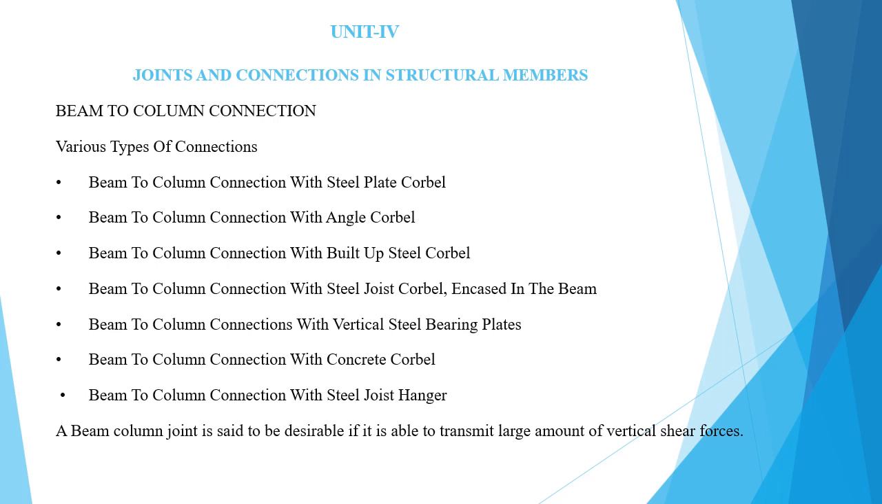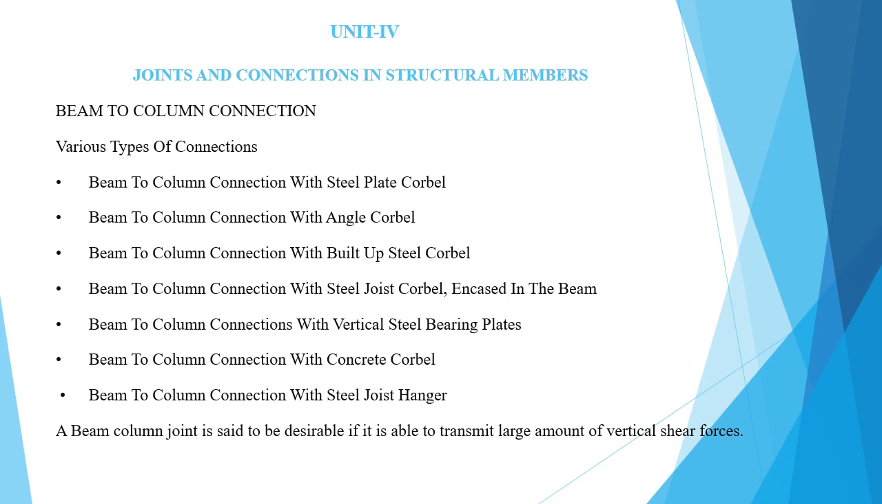Beam to column connection with the steel joist corbel encased in the beam. Depending upon the size of the bearing surface, this connection can transmit a fairly large vertical shear force. In this case, the beams are supported on a steel joist corbel which extends into the recess at the end of the beam. This is also variant A and variant B.